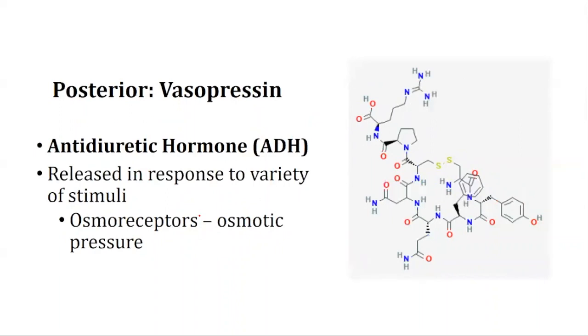Let's now move on to vasopressin, another hormone that's produced by hypothalamus and that's released into the posterior lobe. Vasopressin, its another name is antidiuretic hormone, also known as ADH. This is released into the posterior pituitary in response to a variety of stimuli.